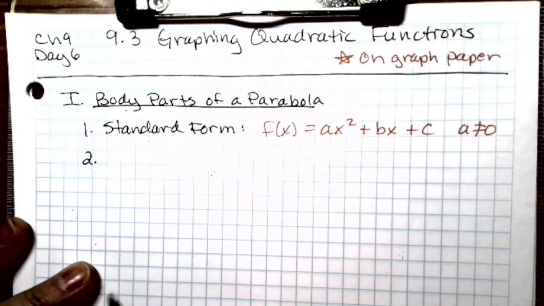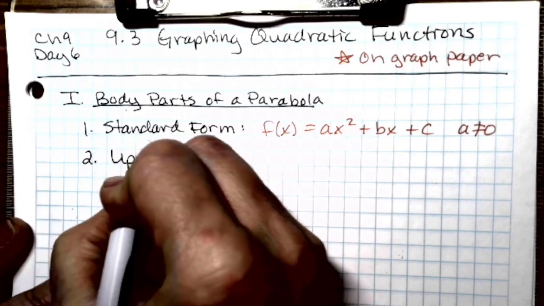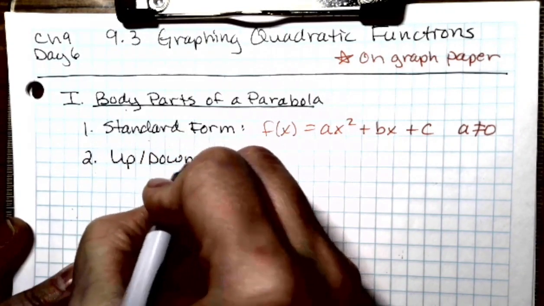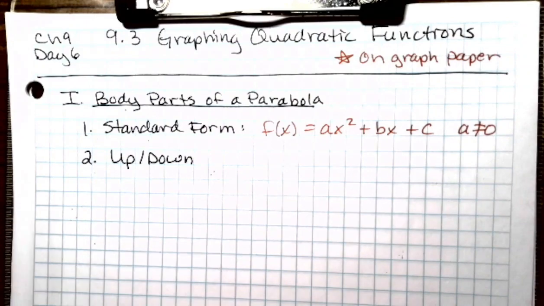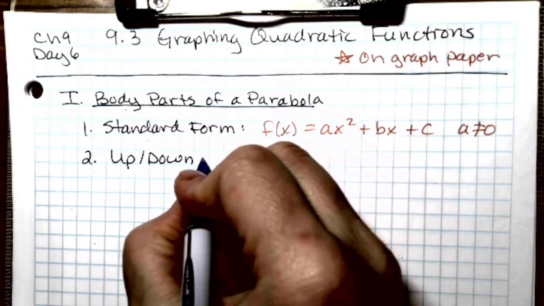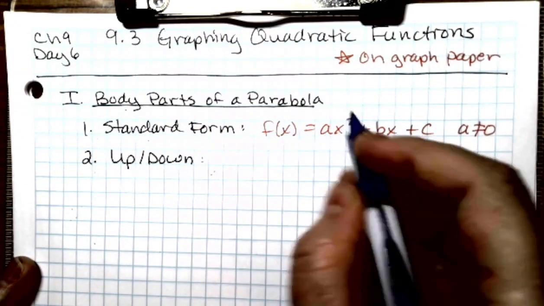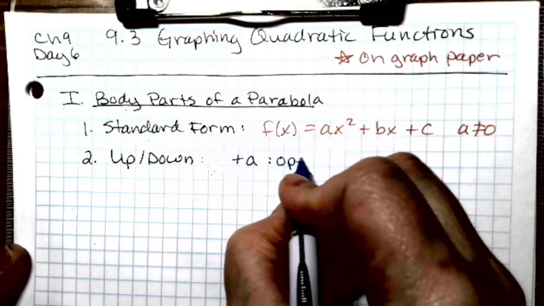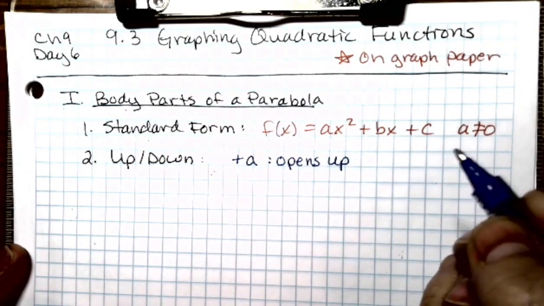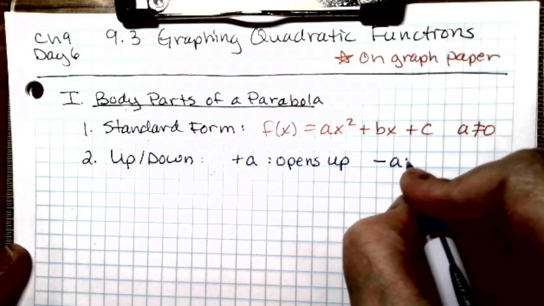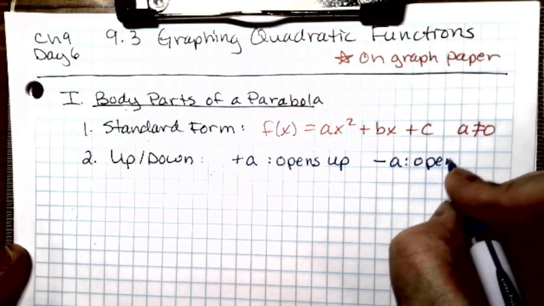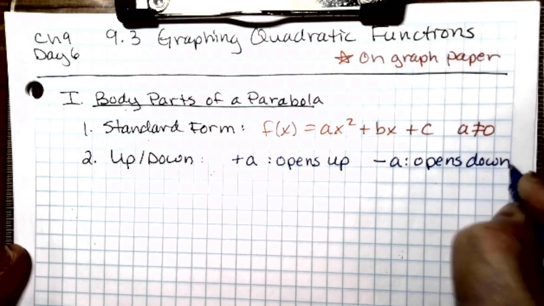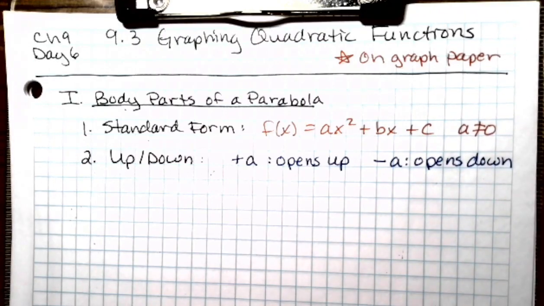Okay, so number two, we can tell if the parabola is going to open up or down just by looking at the formula. If the number attached to x squared, the a, is positive, it means our parabola opens up. If the a is negative, it means our parabola opens down, and that will help us graph it a lot easier.